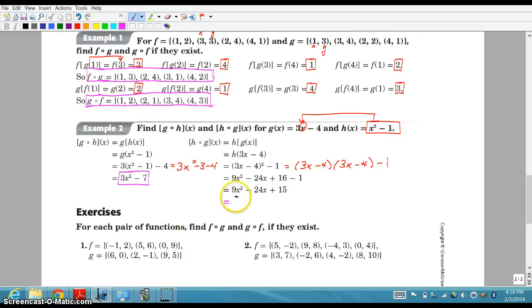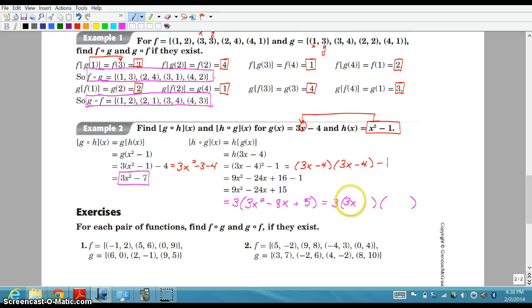Now we're asked to take it one step further, if possible, and that is maybe factoring out a GCF. I can see that all three of these are divisible by 3. In other words, if we factor out a 3, we are left with 3x squared minus 8x plus 5. Now there is the possibility, of course, that this is still factorable. It may be, it may not be, but let's take a look.